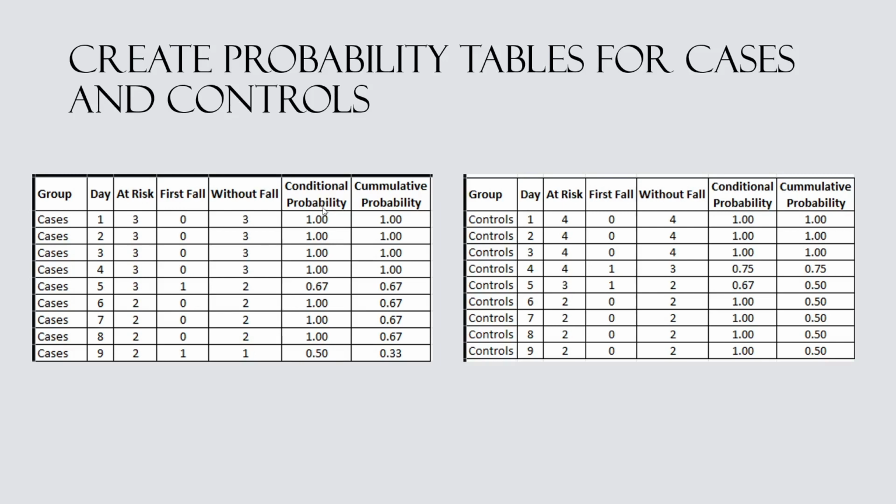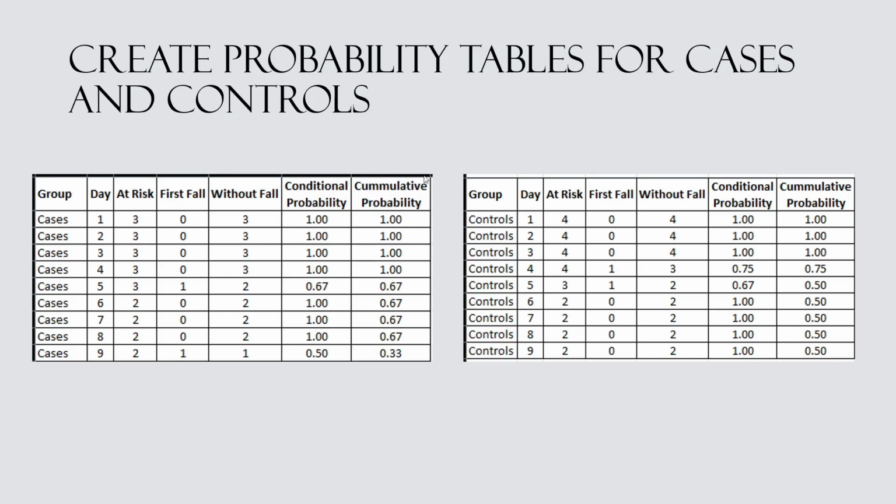The next column is the conditional probability. It is calculated as without fall divided by at risk. So for day 1 in the cases group, it's 3 divided by 3. For day 5, it's 2 divided by 3. For day 9, it will be 1 divided by 2.